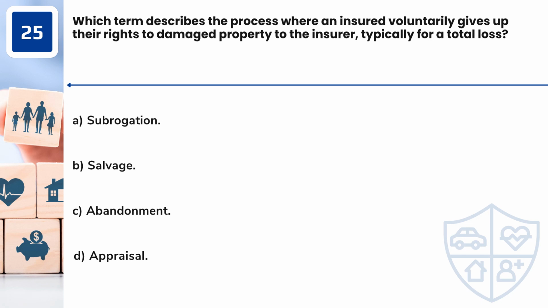Question 25. Which term describes the process where an insured voluntarily gives up their rights to damaged property to the insurer, typically for a total loss? A. Subrogation. B. Salvage. C. Abandonment. D. Appraisal.